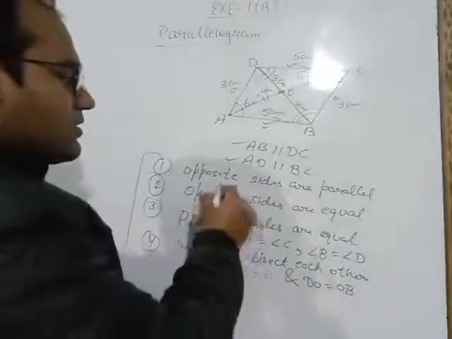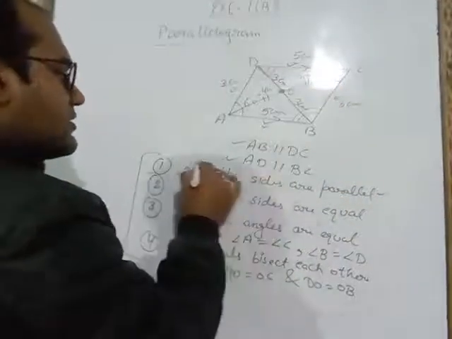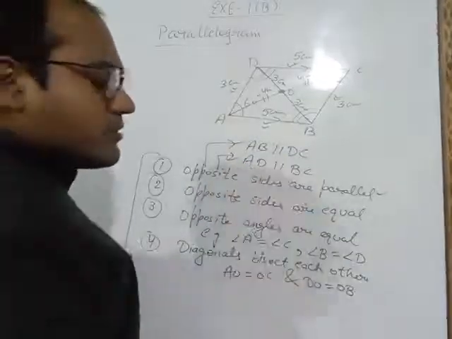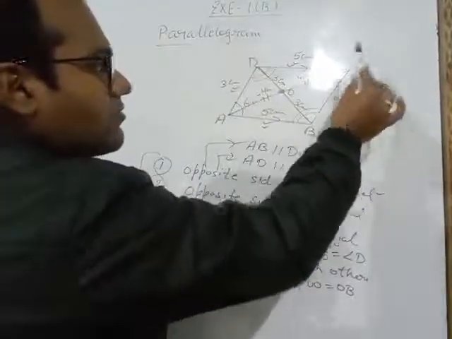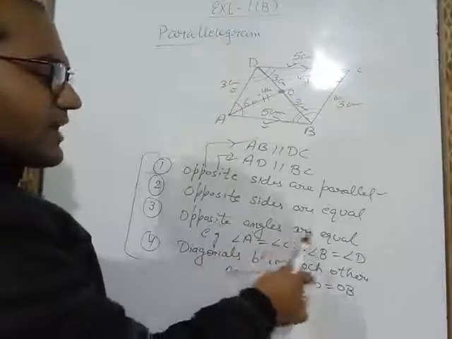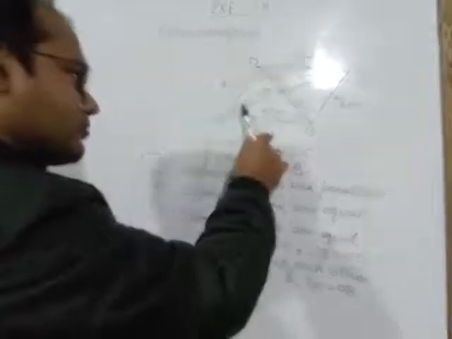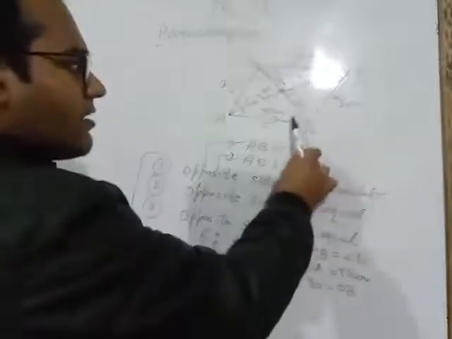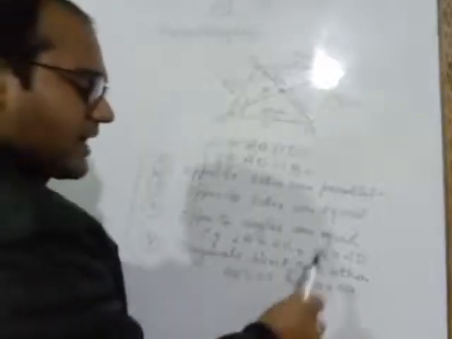So what is the first property? Opposite sides of a parallelogram are parallel. Here AB is parallel to DC and AD is parallel to BC. Second property is opposite sides are equal. That means AB equals DC and AD equals BC. Third property, opposite angles are equal. Here it is angle A. Let's say angle A is 60, then the angle opposite to it is C. So angle A will be equal to angle C. Similarly, angle B will be equal to angle D also.